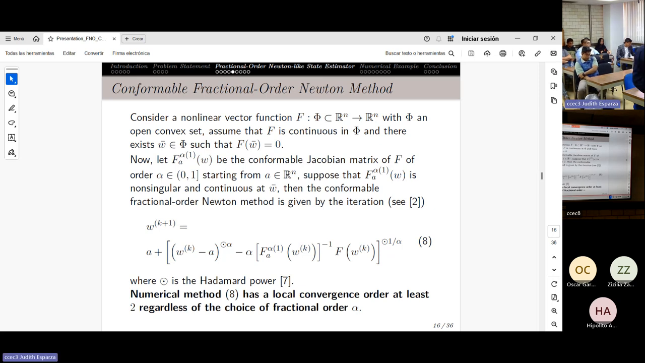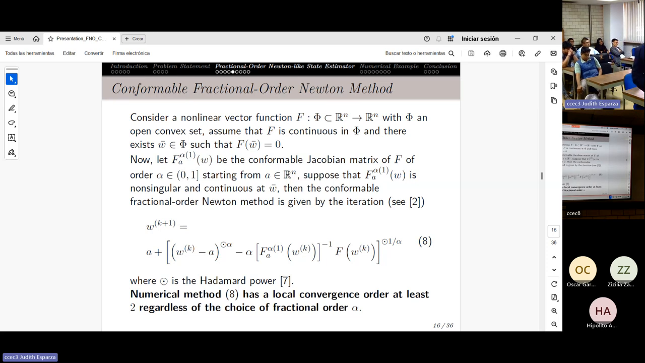By conformable, in equation eight, we can see this matrix. This matrix is an extension of the Jacobian matrix, but in the conformable order. And this operator is a Hadamard operator, probably. And this Newton method contains the classical Newton method where alpha is equal to one. So, all the hypotheses are the same hypotheses as the classical Newton method.